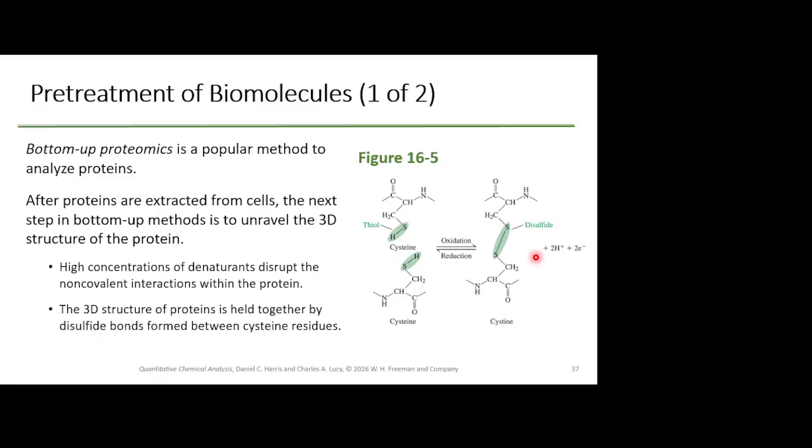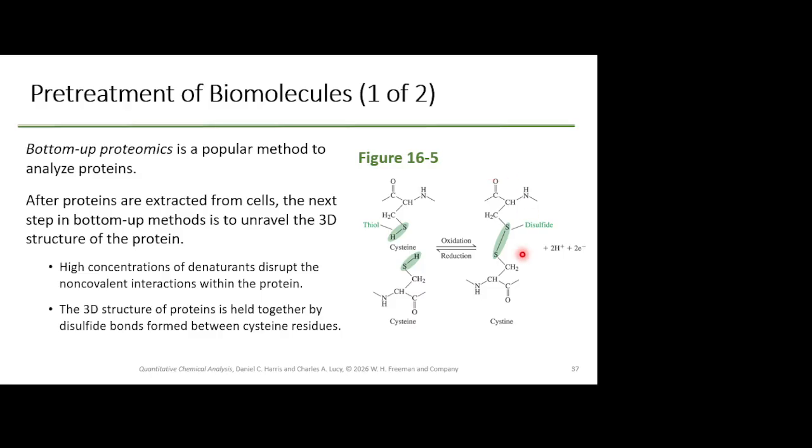Okay, so this is bottom-up proteomics, a very popular method to analyze proteins. After the proteins are extracted from the cell, you'd have a next step, which is going to be your bottom-up methods. This is going to be used to unravel the 3D structure of your proteins so you can more easily analyze them. And so you'll use high concentrations of denaturants that disrupt the non-covalent interactions within the protein. Also, disulfide is a covalent one.